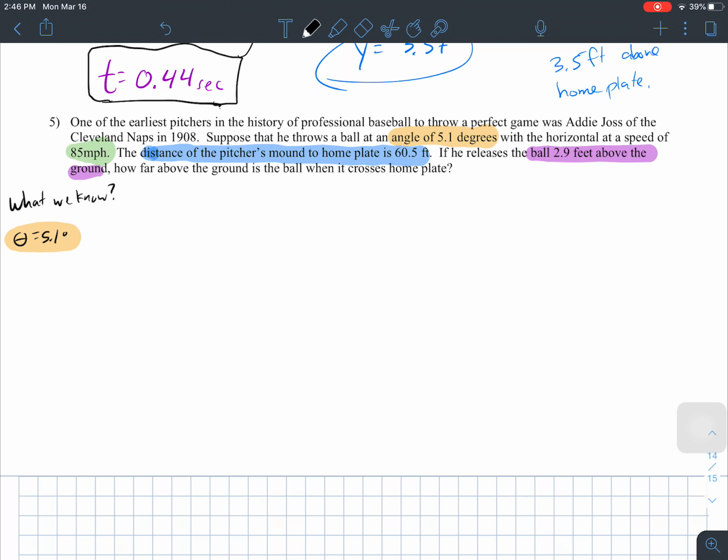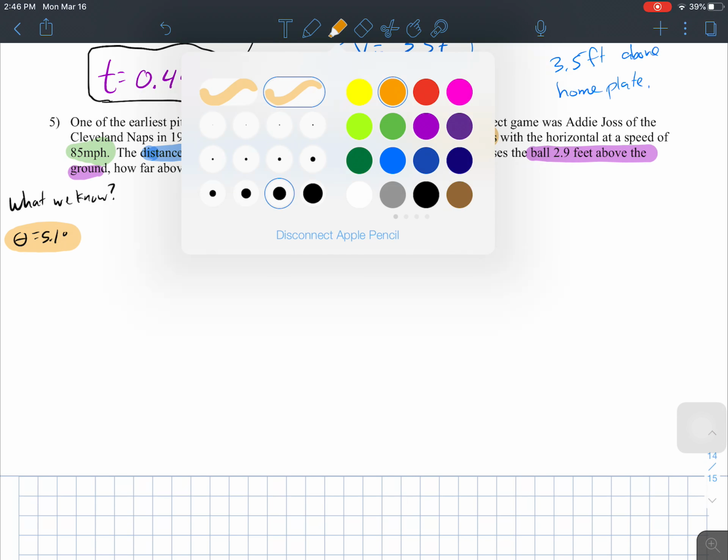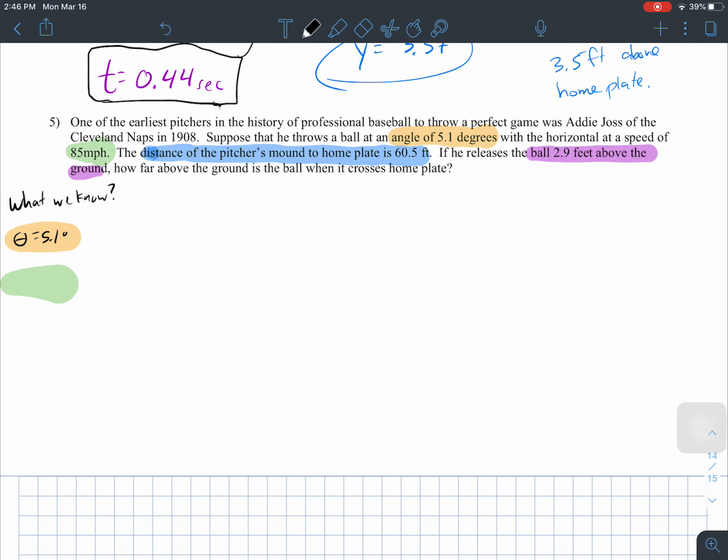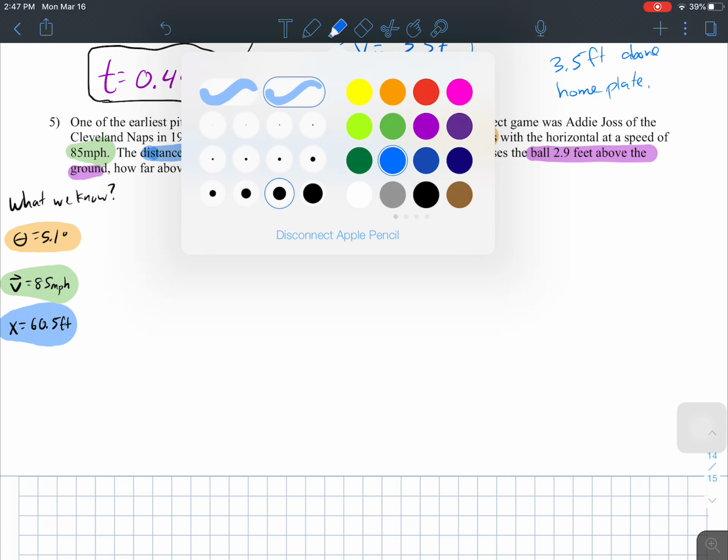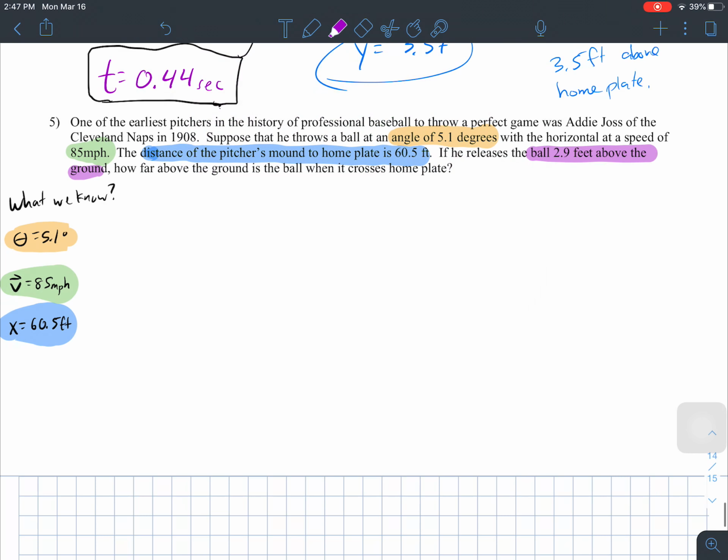Theta is 5.1 degrees. I know my initial velocity. That was given to me as 85 miles per hour. I also, in the blue, the distance from the pitcher's mound to home plate, that's a horizontal distance. So x is 60.5 feet. And the last piece of information given to me is my initial height. The ball was released 2.9 feet from the ground.